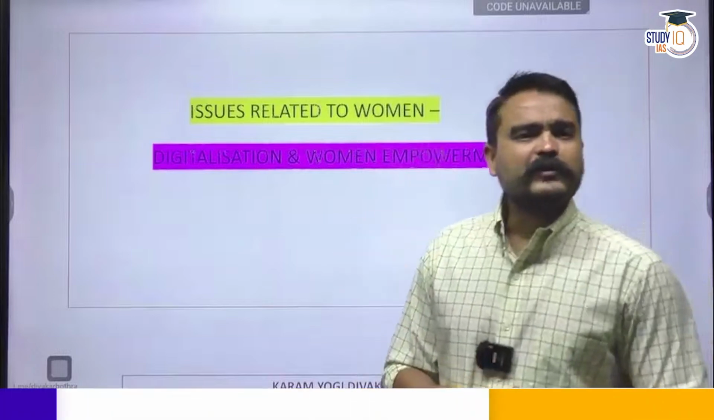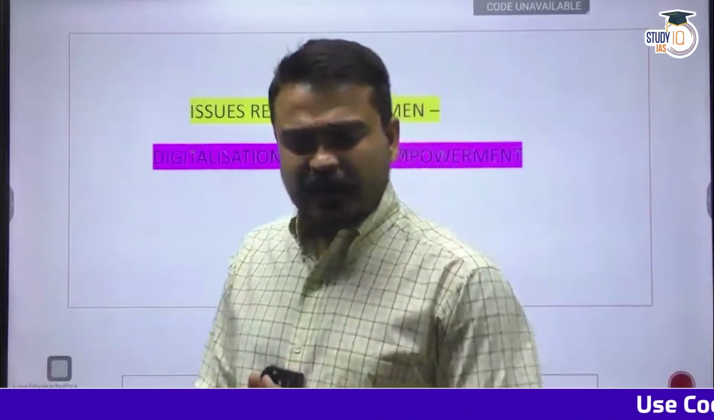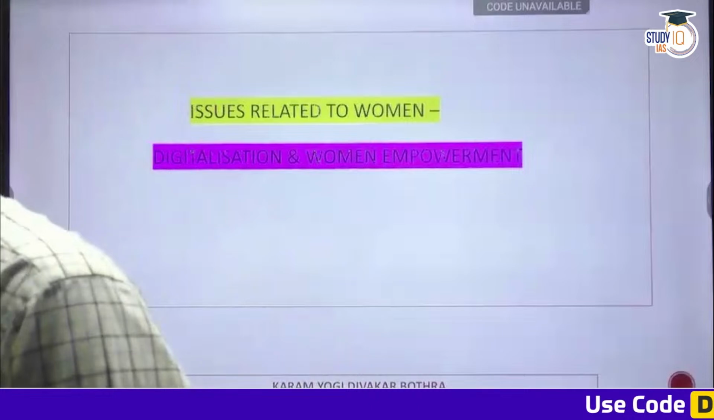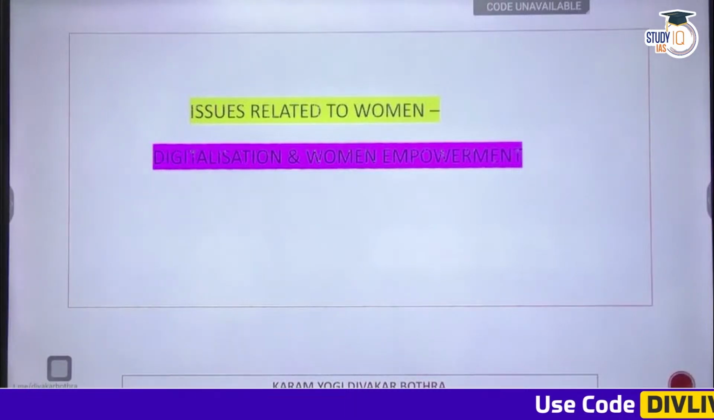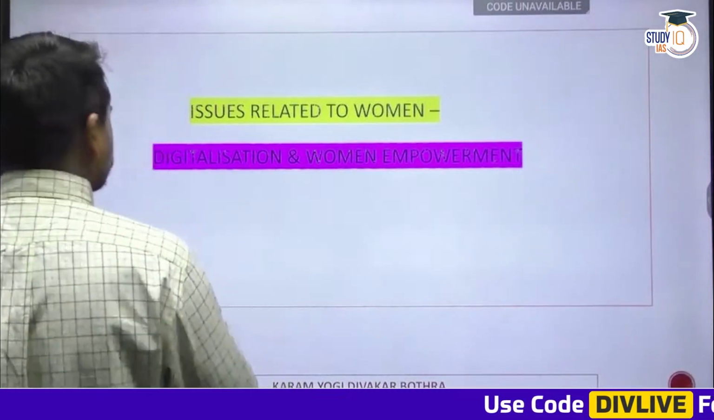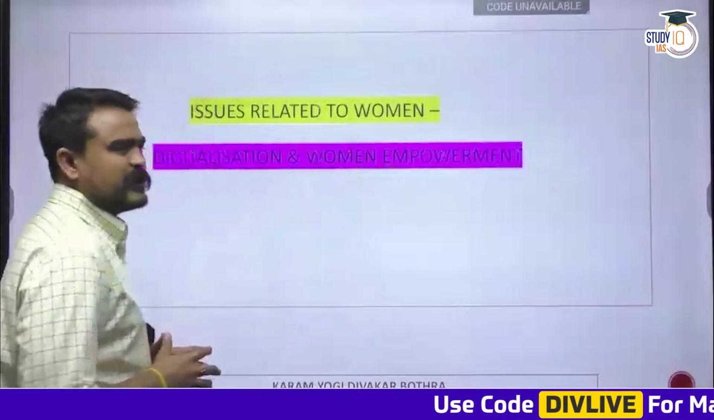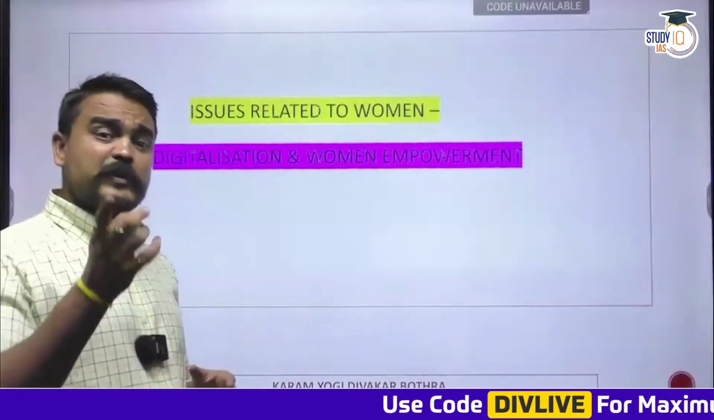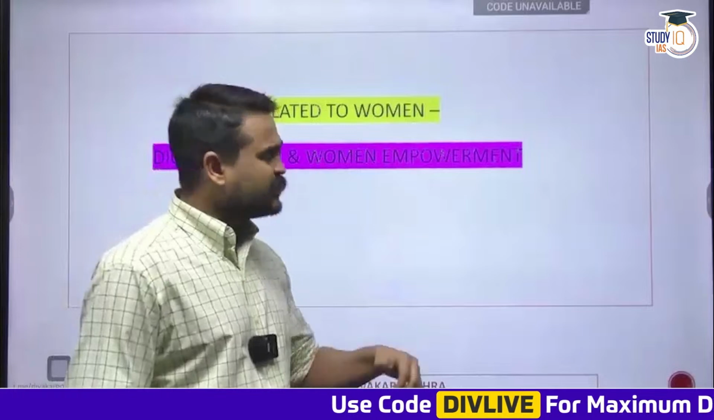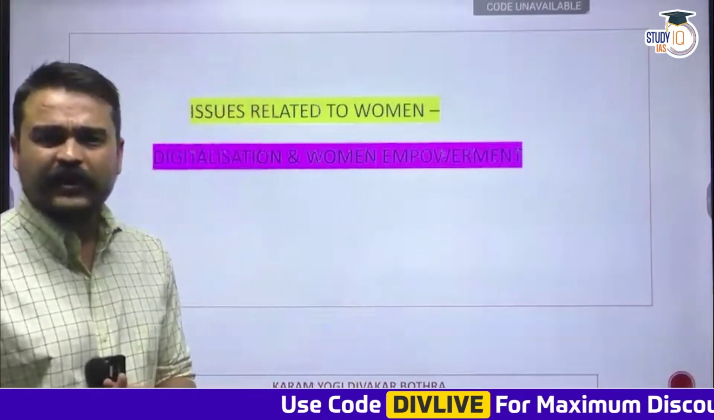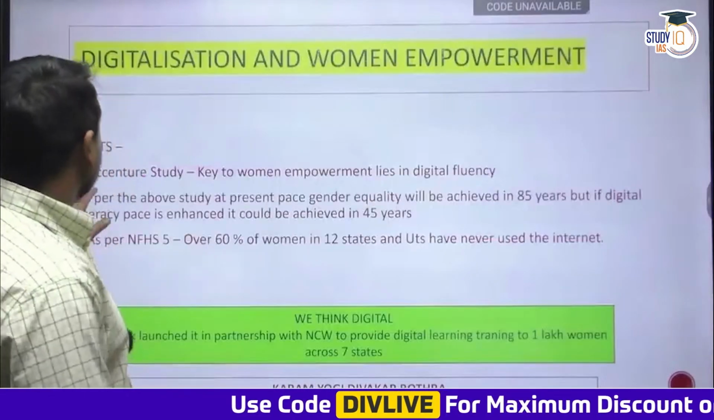Digitalization and women empowerment. There's this specific article which I read in a journal, and I just wanted to share here some facts of organizations. Okay, what is the relationship between digitalization and women empowerment? There is a possibility in GS Paper 2 governance this can be a question, and even in GS Paper 1 this can be an important question.